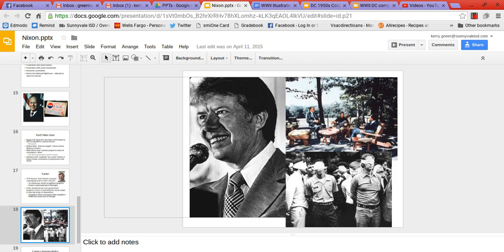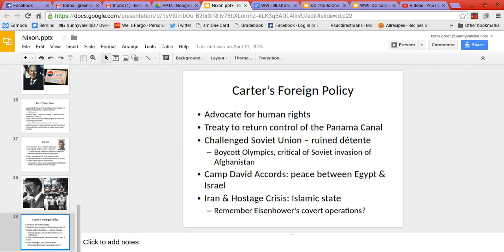Egypt is Israel's nearest neighbor to the west. So you definitely see that, and that's what this one picture that's in color is of, the Camp David Accords with Menachem Begin and Anwar Sadat. And then you can see the picture below that is from the Iranian hostage crisis. And again, of course, that ends up making him look very weak.